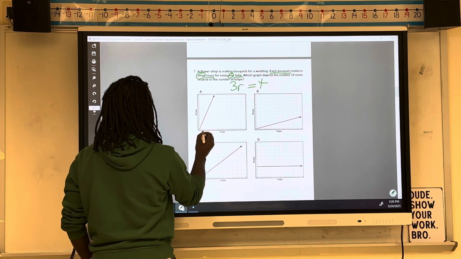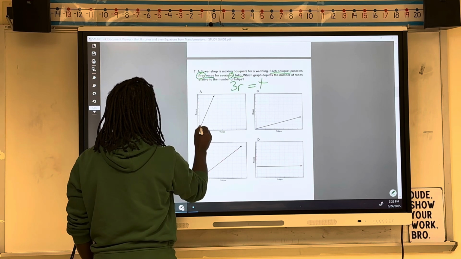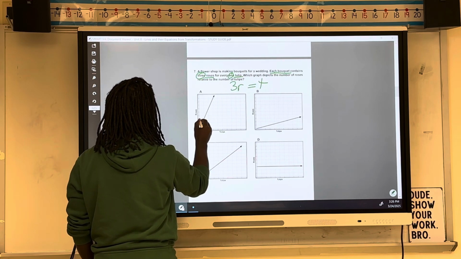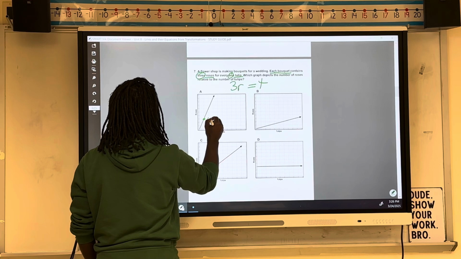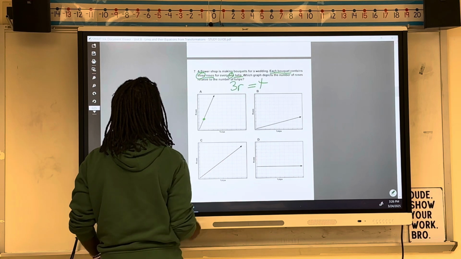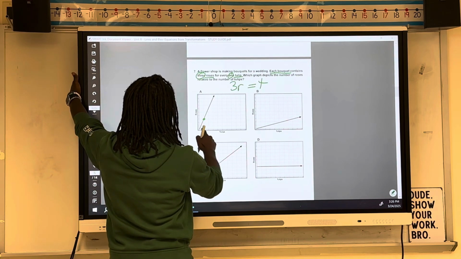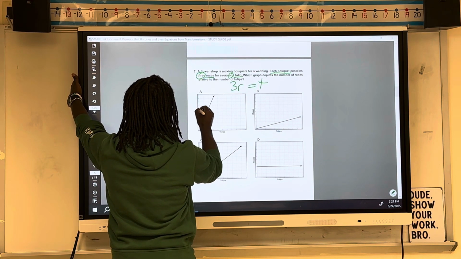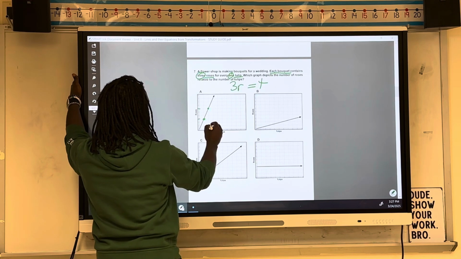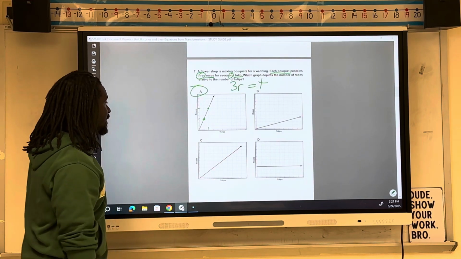Again, I know I have a slope of 3, so it's go up 1, 2, 3 over 1. All right, yeah, so that works. Again, this is 6 roses and then 2 tulips, right? So A is my correct answer.